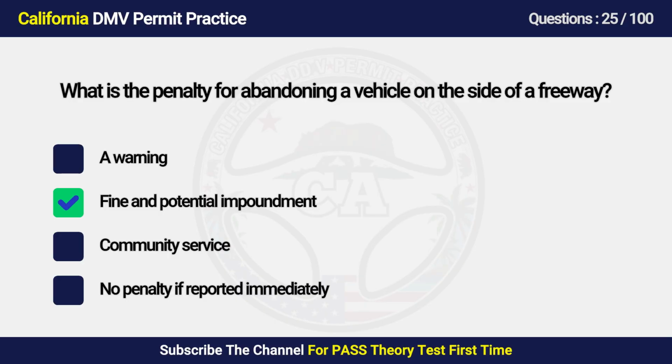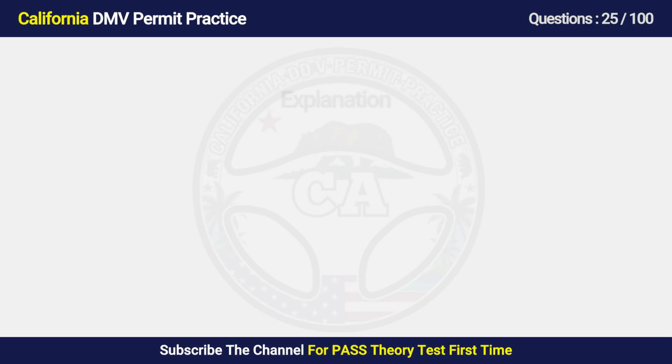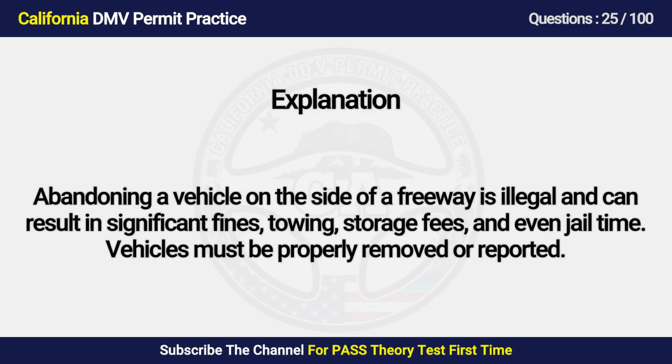Answer is B, fine and potential impoundment. Abandoning a vehicle on the side of a freeway is illegal and can result in significant fines, towing, storage fees, and even jail time. Vehicles must be properly removed or reported.